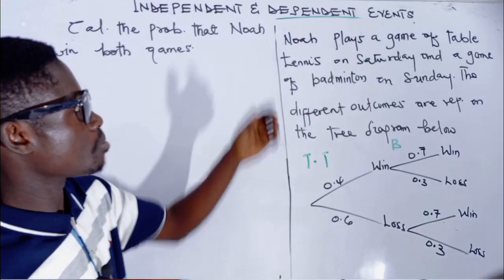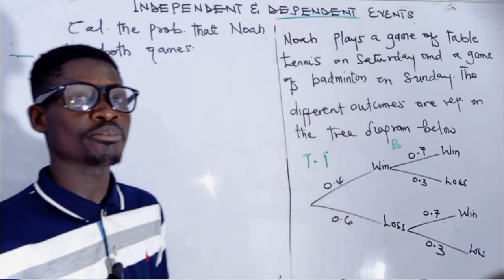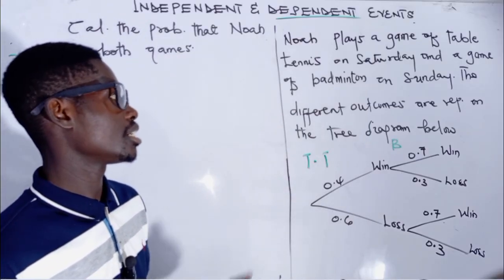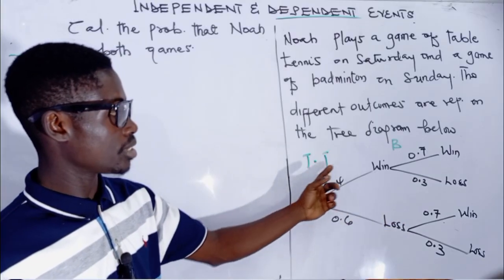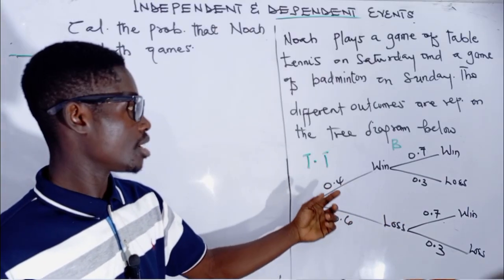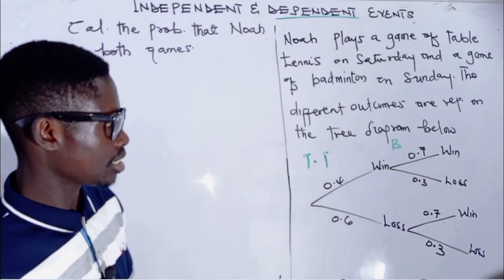So let's look at this example. Noah plays a game of table tennis on Saturday and a game of badminton on Sunday. The different outcomes are represented in the tree diagram below. So these are the probabilities for the table tennis and then badminton.